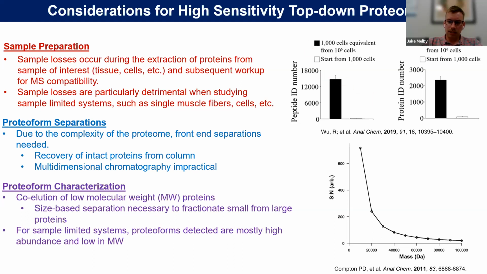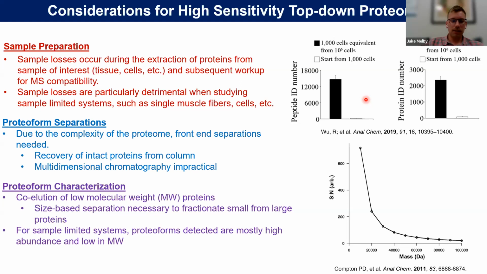So that's essentially what this figure to the right is also showing. The black bar is showing a 1,000 cell equivalent starting from 1,000,000 cells and the number of peptide IDs. And then starting from 1,000 cells alone, you can see the number of peptides is almost none. So all that to say is that sample preparation is critical. Finding ways to minimize sample preparation steps is going to go a long way.